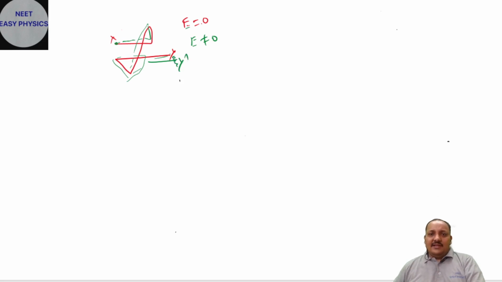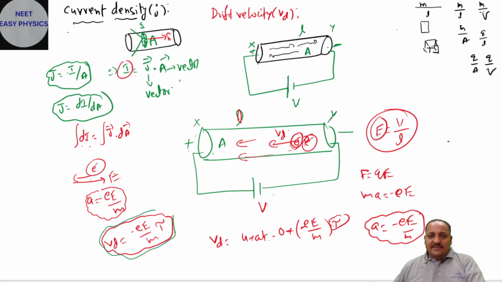This is nothing but drift, we will say. With what velocity it is drifting, that is drift velocity they are going to say. So we give one equation for this. This is the equation for drift velocity in terms of electric field and power.